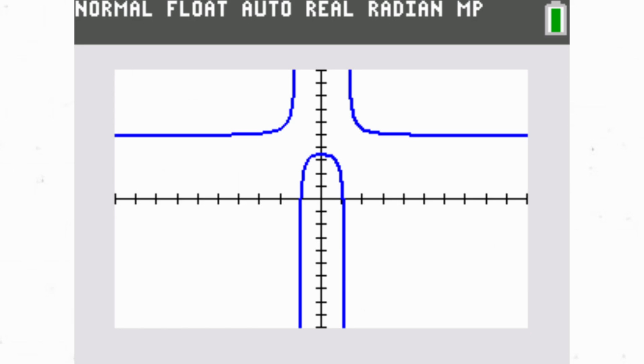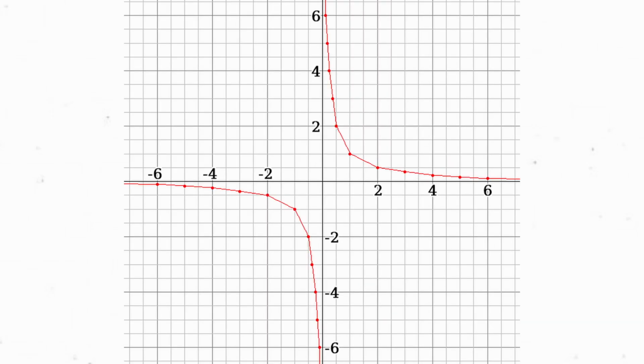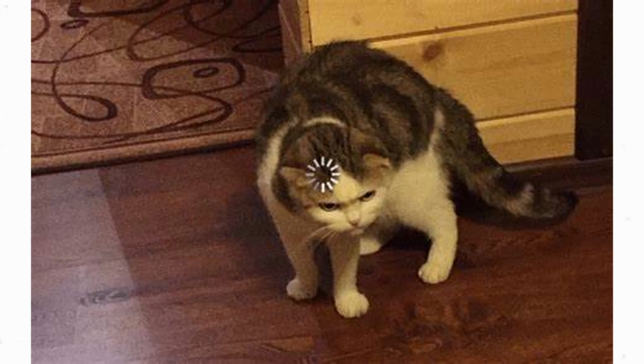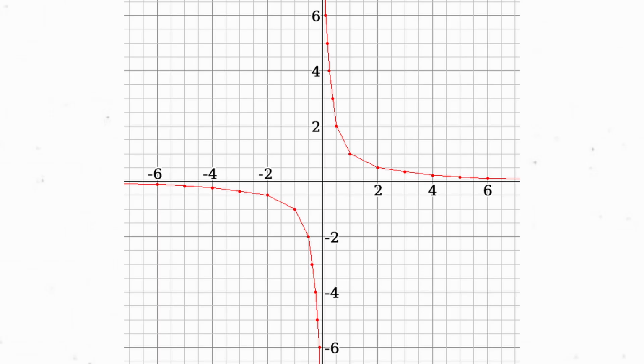The y-intercept here would still be the point where it crosses the y-axis. The y-intercept here would also still be the point where it crosses the y-axis. The y-intercept here would also be the point where it crosses the y... Oh wait, there is no y-intercept. Pop quiz, why is there no y-intercept here?